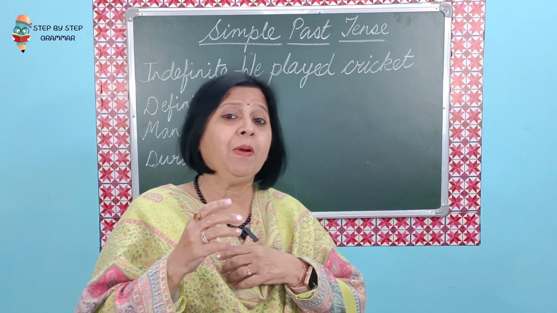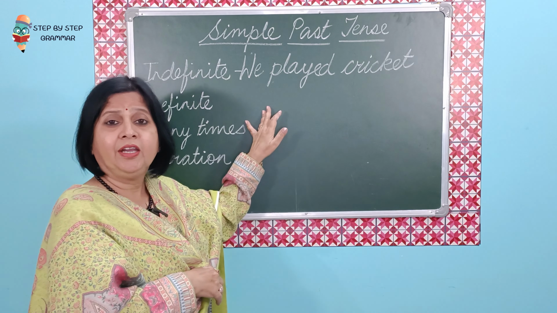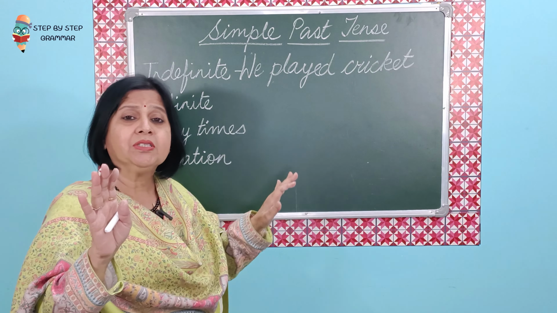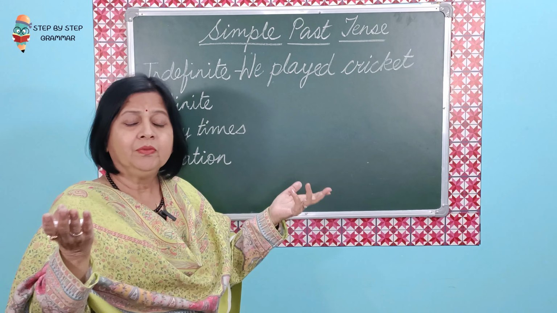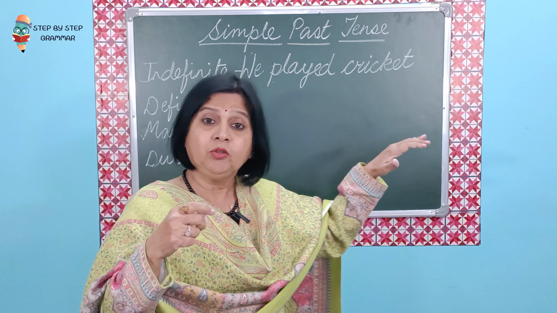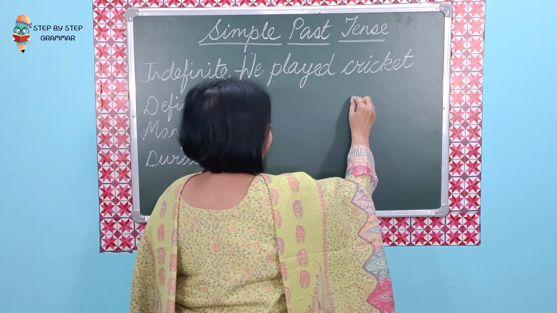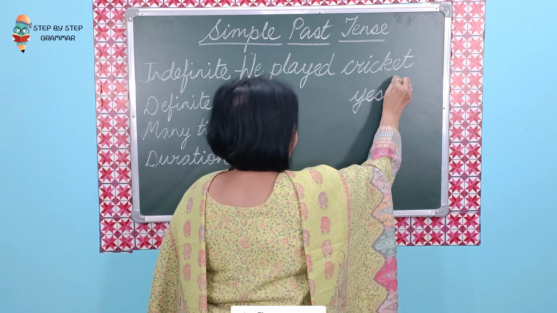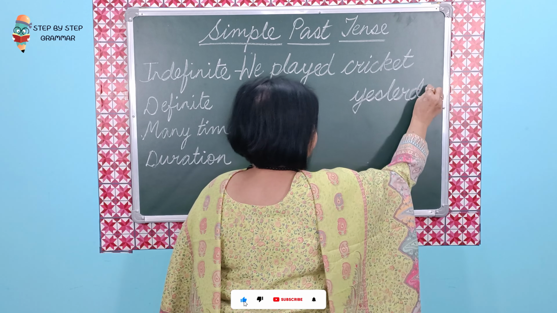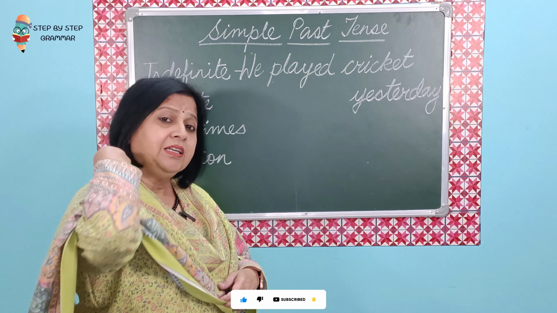Now, the simple past tense describes actions that are indefinite. Indefinite means no time is given. We played cricket. Okay, fine, that's a sentence. Now, nothing is told about when you played cricket. Now, the same sentence, I can say, we played cricket yesterday. Now, when we add the word yesterday, a time comes into it.